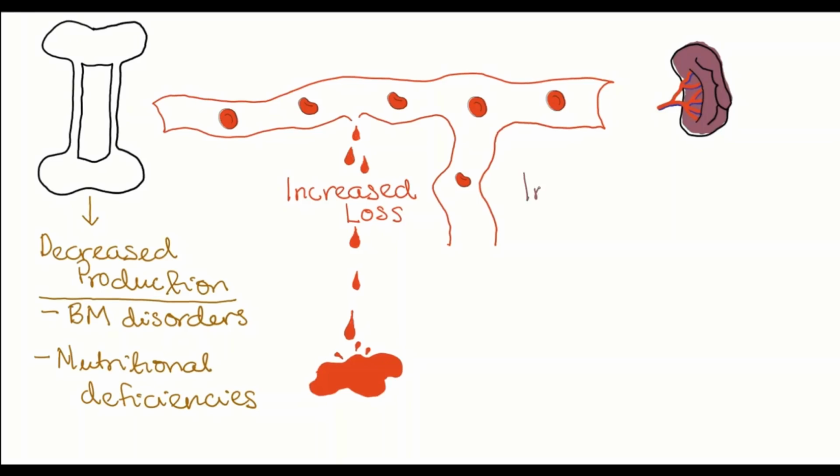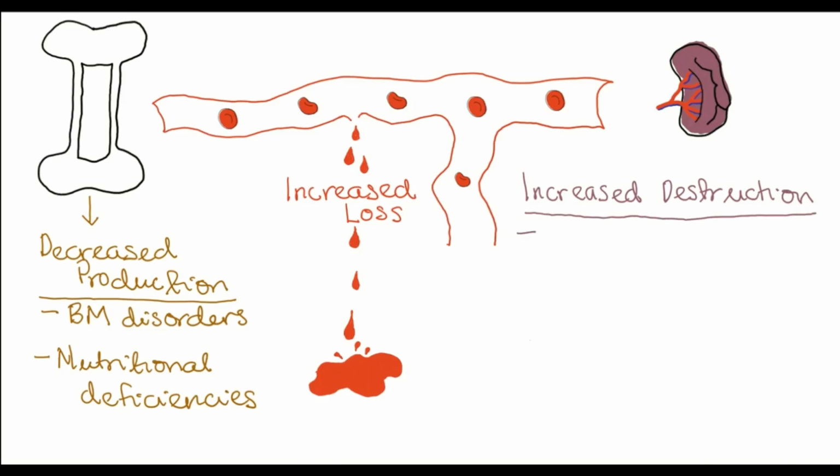Finally, we have increased destruction, also known as hemolysis. So earlier we mentioned that the average red blood cell lifespan is about 120 days. However, in hemolytic anemias, the red cells are destroyed at a faster rate and the lifespan can be as short as 15 days. So the red cell destruction can be as a result of defects outside of the red cell. Examples are autoimmune hemolytic anemias where hemolysis is immune mediated.